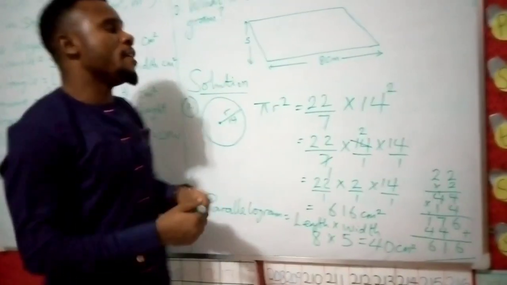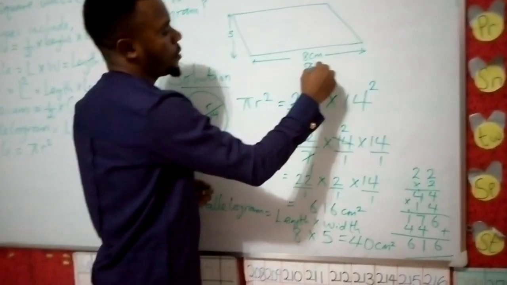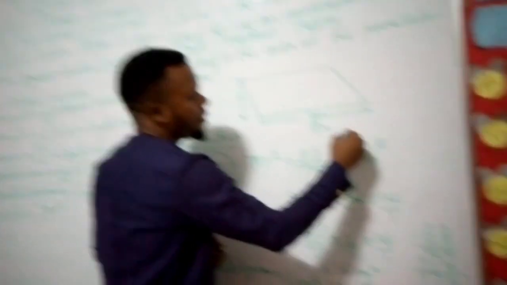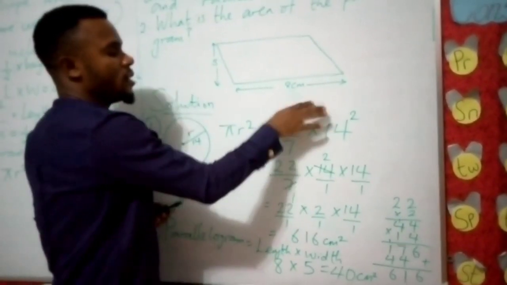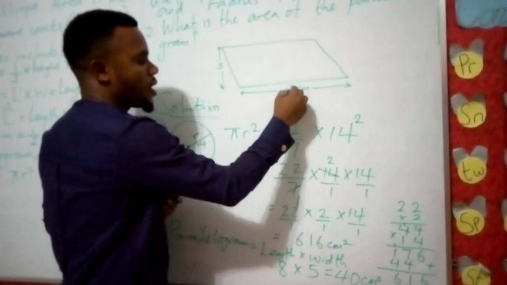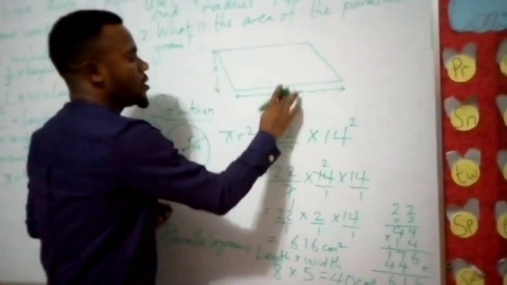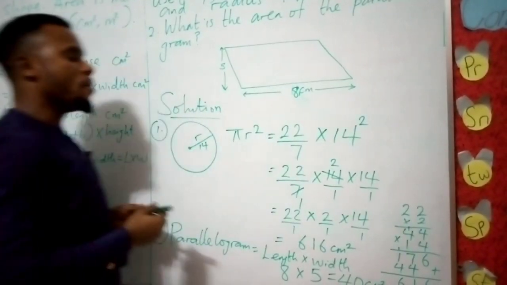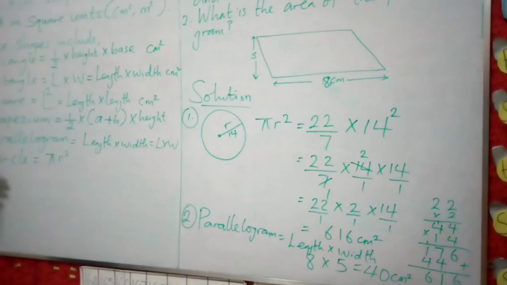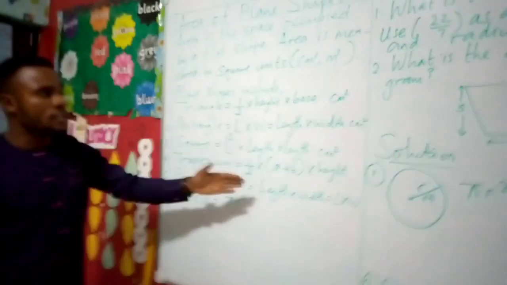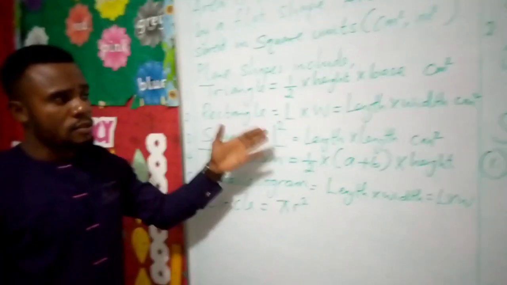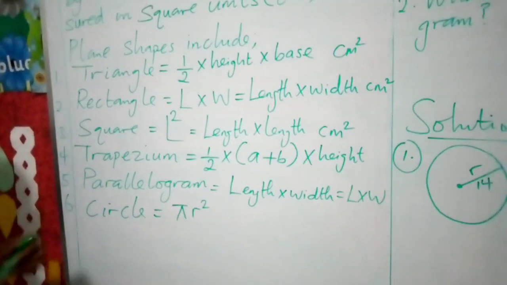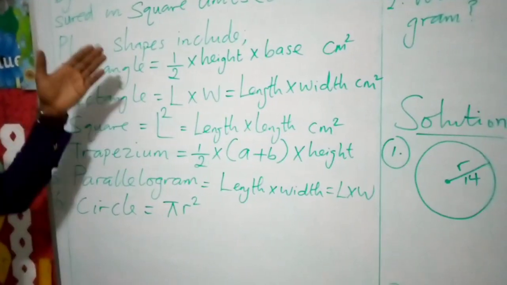If it was given in meter, your answer would be meter squared. So take note. But since it's in centimeter, it is calculated in centimeter squared as our unit. Now, going back to this, you can do this yourself by knowing all these formulas. Please, you need to memorize these formulas and let them be in you always, because you have no other way to calculate it without using the formula.